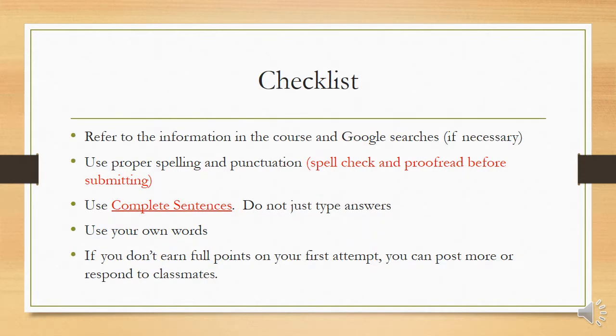Checklist. So here's things, again, just to kind of reinforce the discussion. Refer to the information in the course and Google searches. You're welcome to use Google searches. Wiki should not be your primary source. You should look at the references there. Although Wiki's catching most of the changes very quickly, you still need to be careful. Use proper spelling and punctuation again. Spell check, proofread. I have been known to rewrite things three and four times to make sure I'm getting my idea across. Use complete sentences. Use your own words. And again, if you don't earn full points on the first attempt, you can post more, respond to classmates, that type of thing.